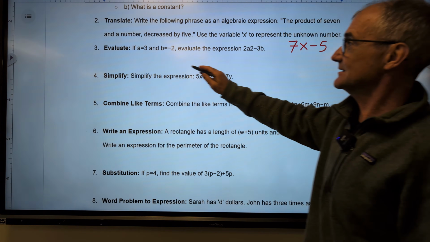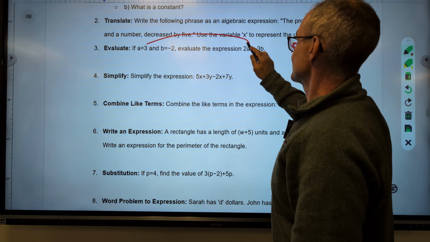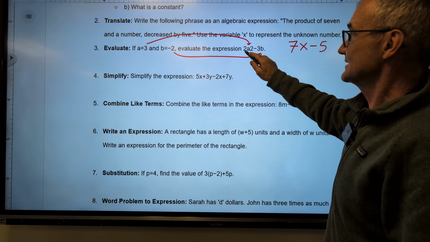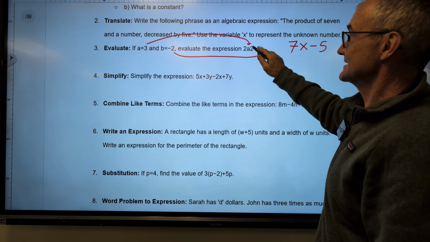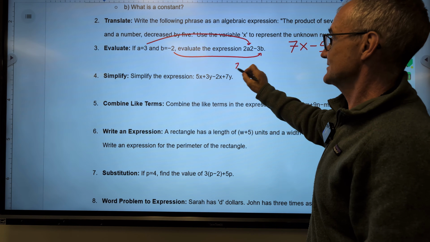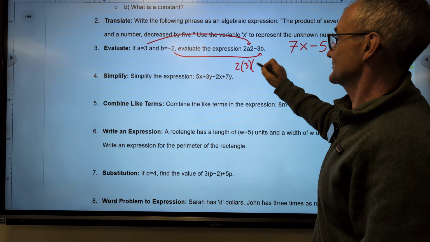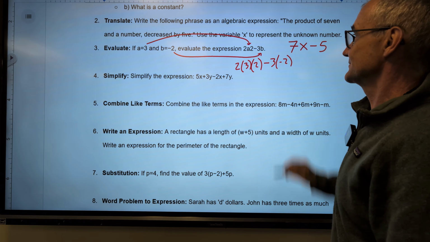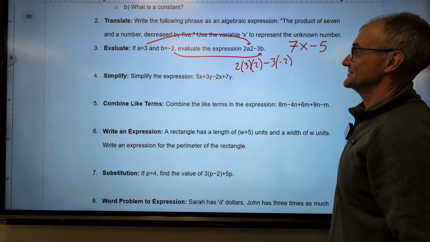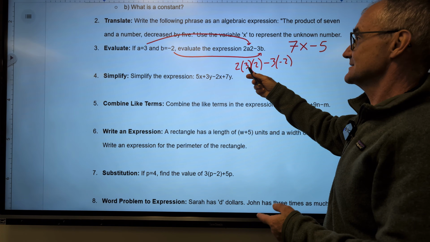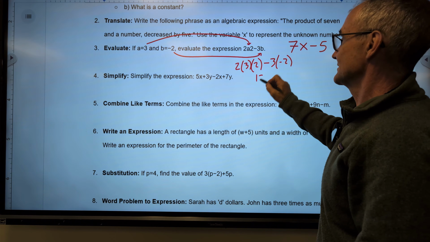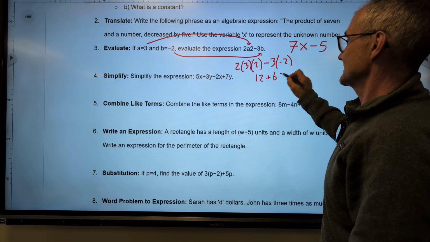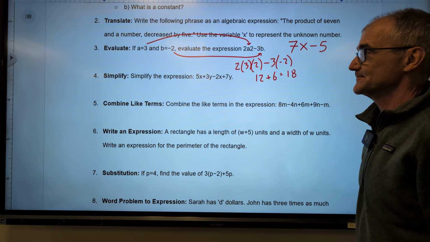Evaluate this expression here. A is equal to 3, that goes right there. B is equal to -2. So I have 2 times that A, 3 times that B. So 2 times 3 times 2 minus 3 times -2. Then kind of stacked up like that. It's a little tricky. 2 times 3, 6. 6 times 2, 12. Minus times a minus makes a positive, plus 6, and that's equal to 18.